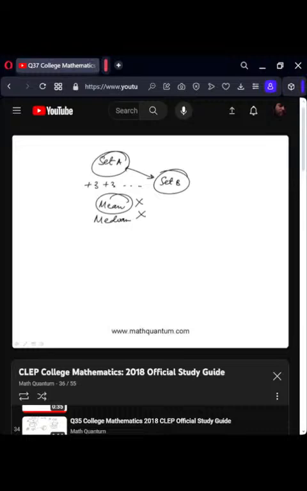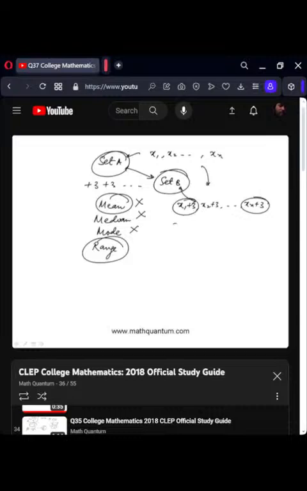The mode, which is the most frequently occurring, would also be 3 higher, and the range is the one that would remain the same. If the elements are x1, x2, through xn, and I add 3 to each one of those in set B, there would be x1 plus 3, x2 plus 3, all the way to xn plus 3. The range is the difference between the largest and least, and since they're both being increased by 3, the difference remains the same, so the range would be the same. Answer choice D.